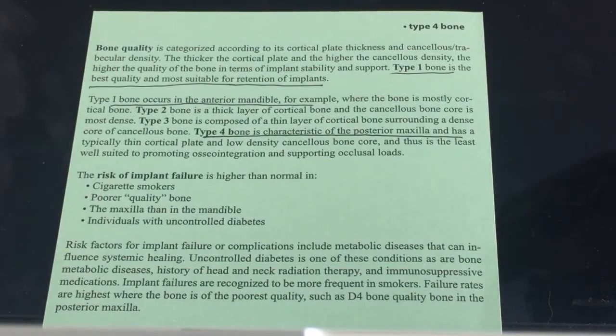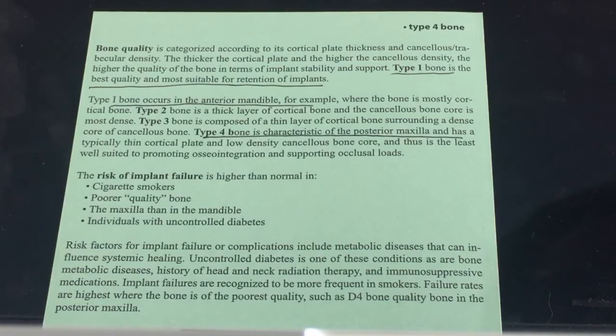Risk factors for implant failure or complications include metabolic disease that can influence systemic healing. Uncontrolled diabetes is one of the conditions, as are bone metabolic diseases, history of head and neck radiation therapy, and immunosuppressive medications. Implant failures are recognized to be more frequent in smokers. Failure rates are highest where the bone is of the poorest quality, such as D4 bone in the posterior maxilla.